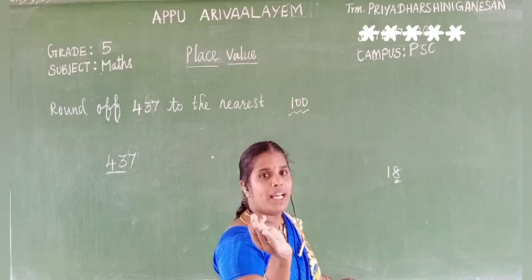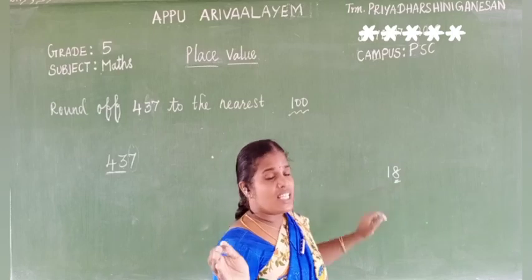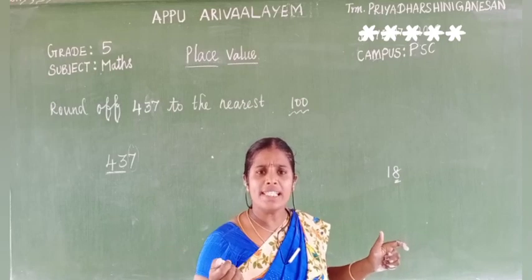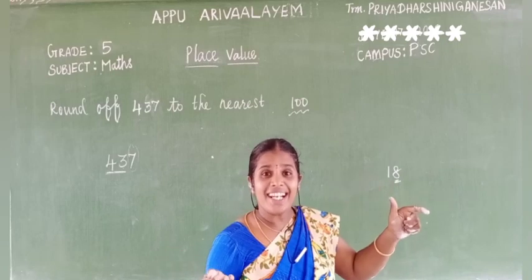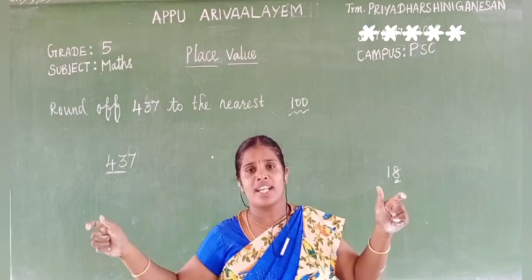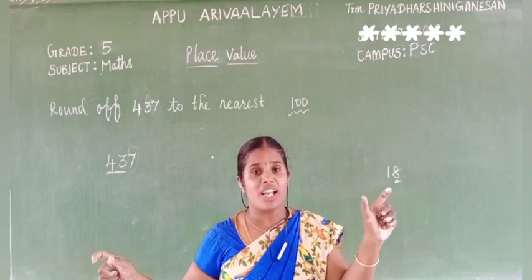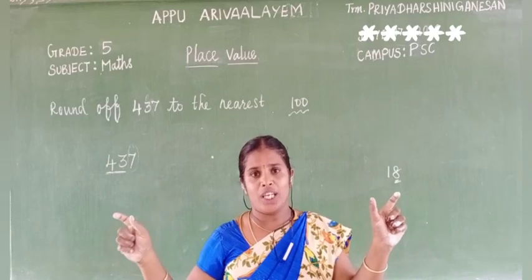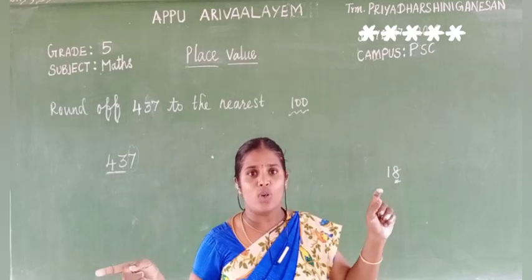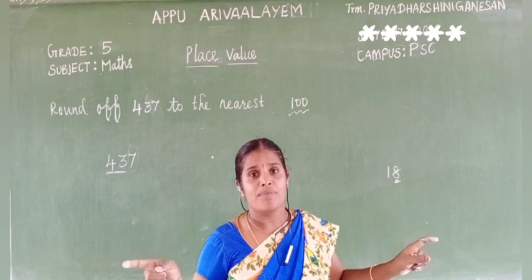Round up in the sense, take 18 first. 18 lies between two tens. What are those two tens? 10 and 20. Very good. 10, 11, 12, 13, 14, 15, 16, 17, 18, 19, 20. So 18 lies between 10 and 20. 18 is closer to 20. So 18 rounded to the nearest 10 is 20.